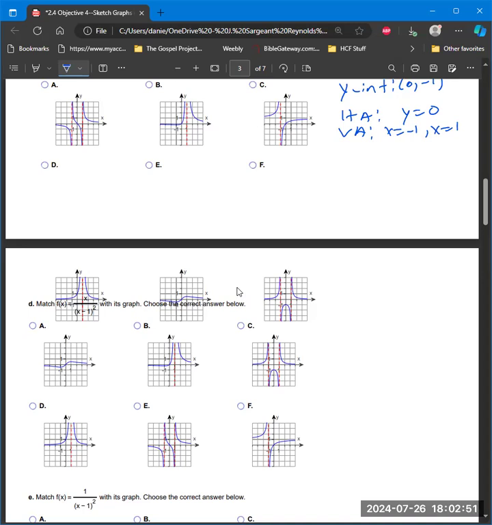I'll do my best to show you it can't be this one, or this one, or this one, because it has to have two vertical asymptotes here. And there's no x-intercept this time, so it's not that one. It's going to be F. All these graphs were supposed to be up here at the bottom of this page.